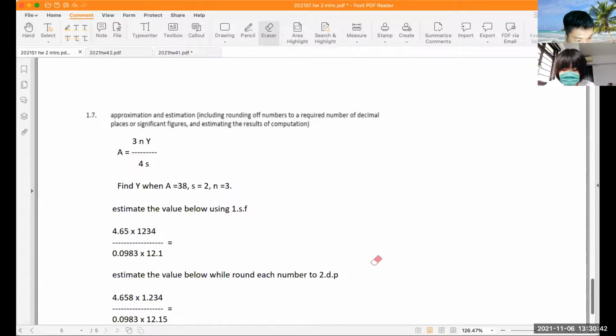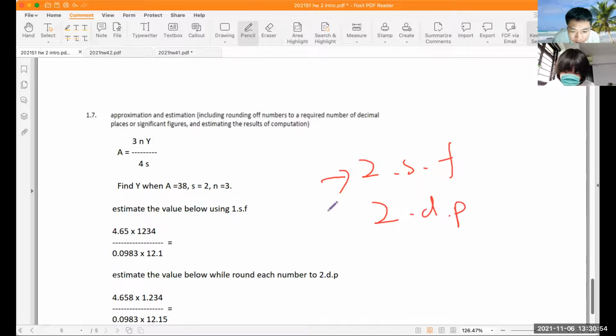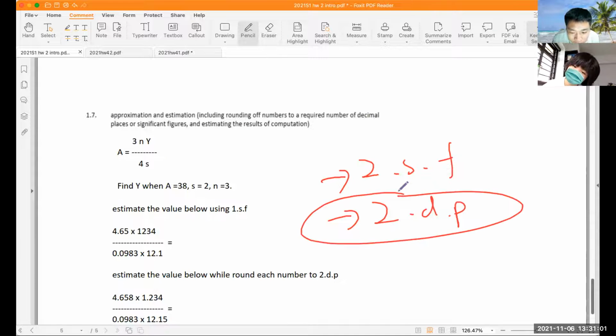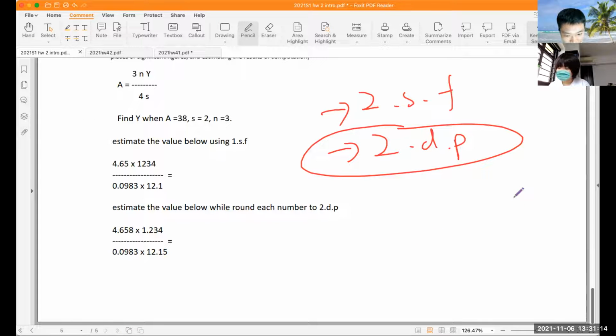Before you understand approximation and estimation, have you learned 2 significant figures and 2 decimal places? Have you learned all these concepts? No. I think you have learned 2 decimal places before. I've learned 2 decimal places, but I don't know 2 significant figures. Okay, good. So let's talk about these concepts. What are 2 significant figures? What are 2 decimal places?